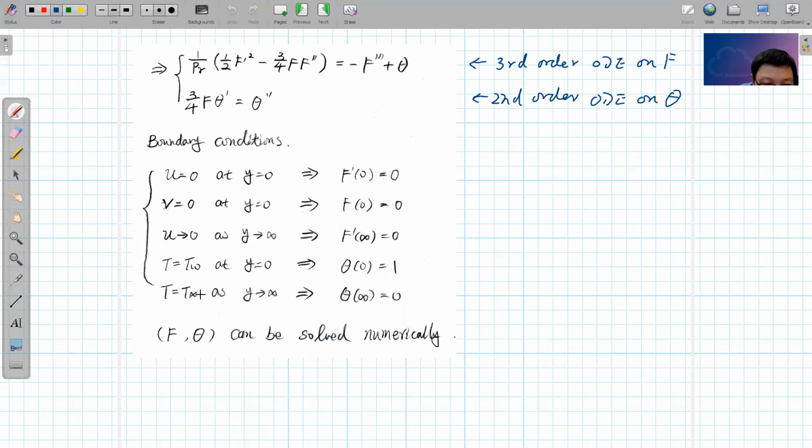And for T equal to Tw at y equal to 0 and T infinity as y goes to infinity, we have theta 0 equal to 1, theta infinity equal to 0. So we have these two ODEs and the boundary conditions, and we can just solve it numerically, okay?